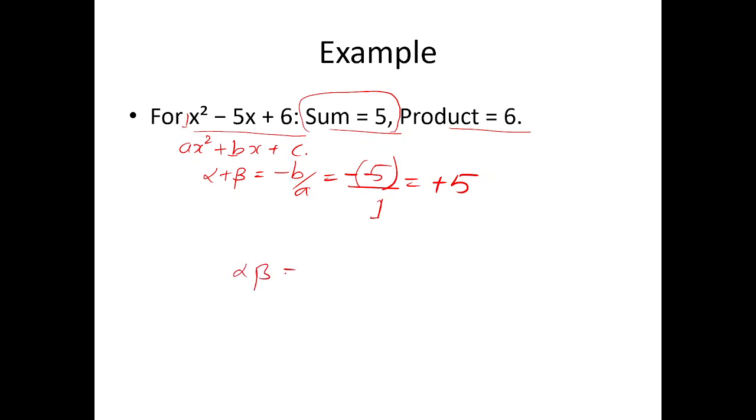Again, for the product of zeros we have c by a. C means the constant term, which is 6. A means the coefficient of x square, that is 1, which is equal to 6. We got 6. Understood? Yes.